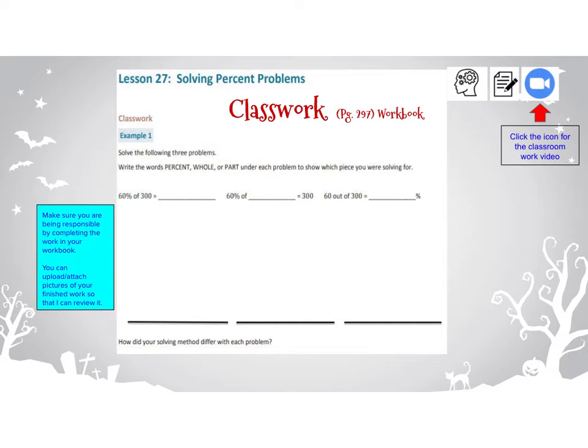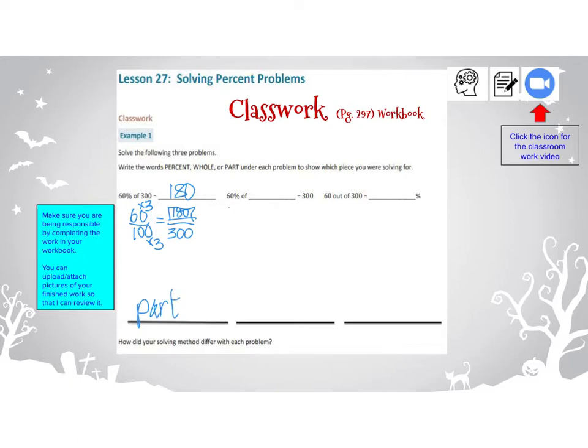So the first one says 60% of 300. So I'm going to put my 60 over 100, and then it says of 300, which equals, I'm not sure, but 300 is the total. So I'm trying to figure out this number right here. Well, this was a times 3 to get the 300, so I'm going to multiply that by 3, and I get 180. And that's the numerator, that is a part. 180 is part of the 300 total, the whole.